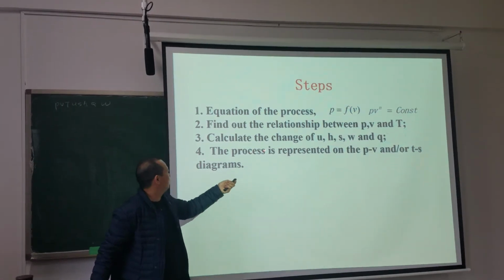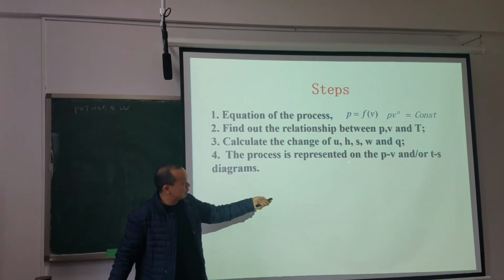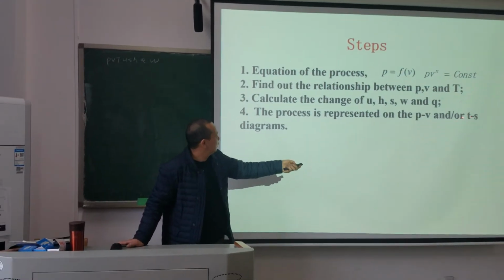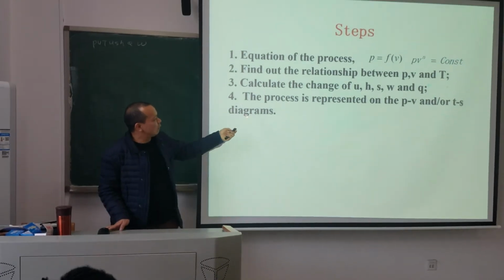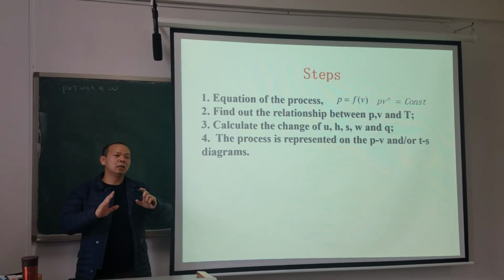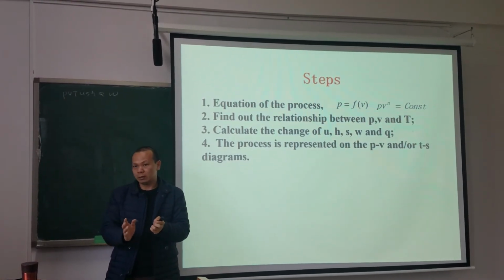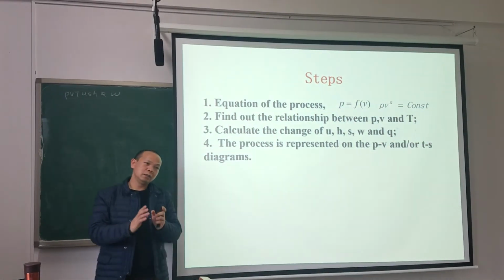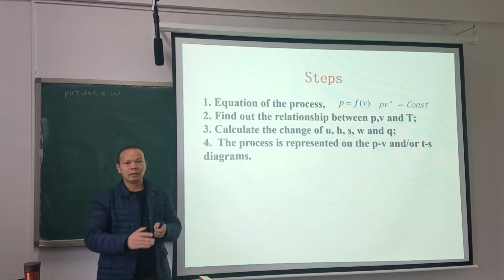And W and Q. Finally, the process is represented on the PV or TS diagrams. Okay, we need to do this. And after these 4 steps, we can get all the results we are interested in. Okay. So maybe it is a little hard for us to understand this. I think we can look at some examples.